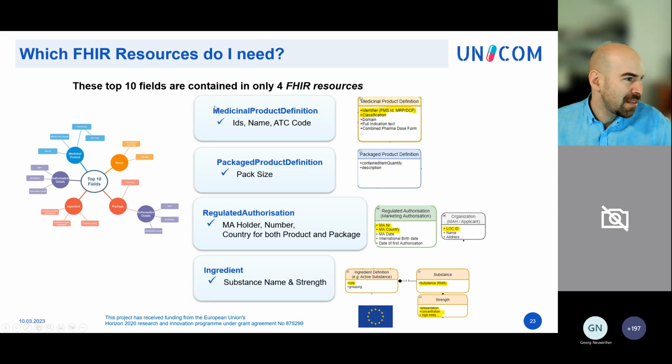So to get the IDs, the name and the ATC code, all you need is the medicinal product definition. To get the package product, so the pack size, all you need is what is called the package product definition. To get the different authorization details, so MA number, country, and holder, what you need is the regulated authorization only. And if you do need the address of the MAH, you will get the organization itself. But if you don't, and you just need the name, it will be enough to get the regulated authorization.